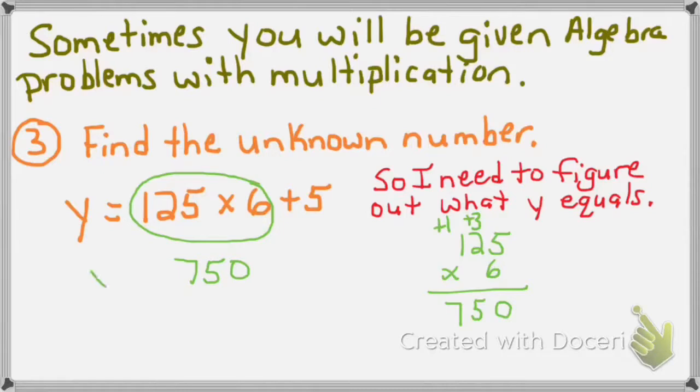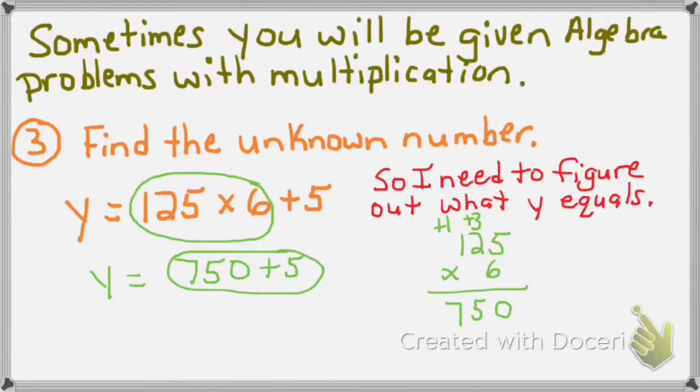And let's move everything else down. So I'm going to bring down the y equals the plus and the 5. This is my new problem. Y equals 750 plus 5. So now for this new problem, again, I solve for what I know, or what I can figure out. And I can figure out what 750 plus 5 equals. If you can figure it out in your head, that's great.